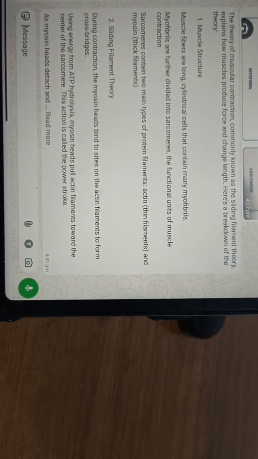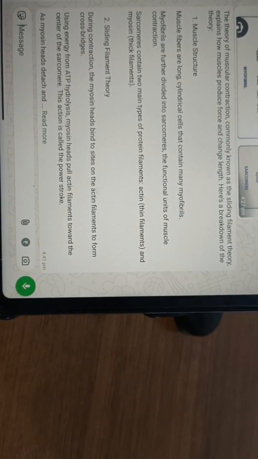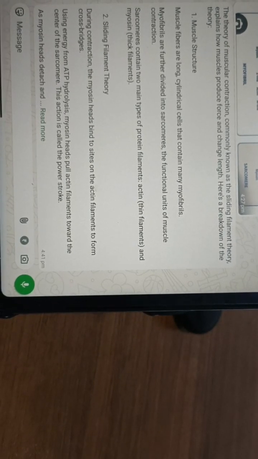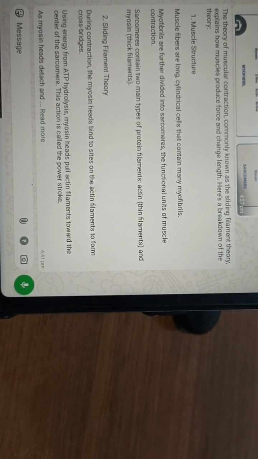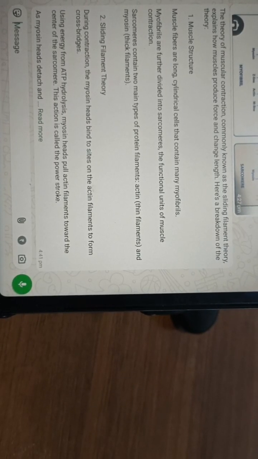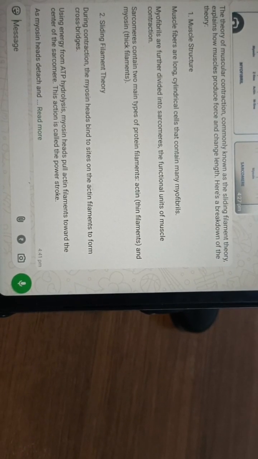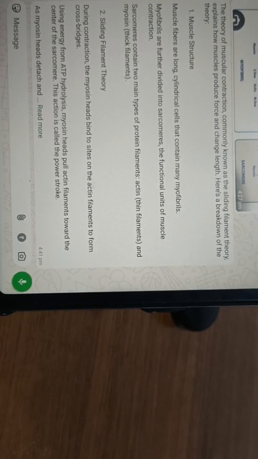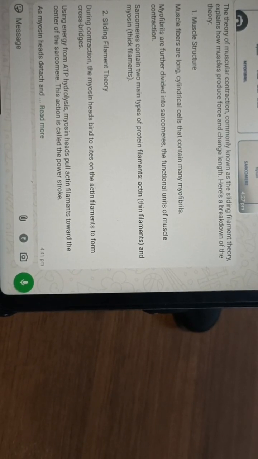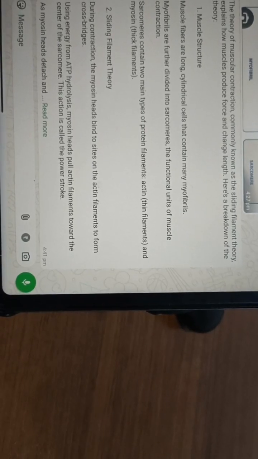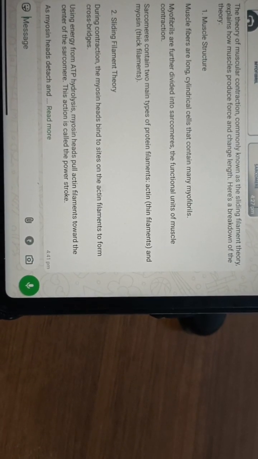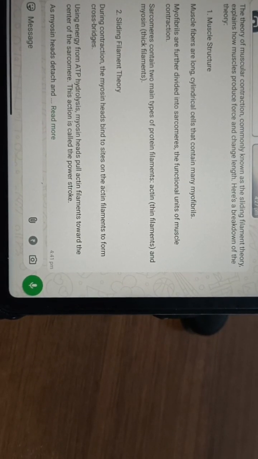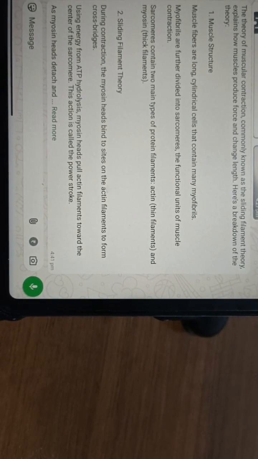The theory of muscular contraction, commonly known as the sliding filament theory, explains how muscles produce force and change length. Here is the breakdown of the theory. Muscle structure: muscle fibers are long cylindrical cells that contain many myofibrils. Myofibrils are further divided into sarcomeres, the functional unit of muscle contraction. Sarcomeres contain two main types of protein filaments: actin, the thin filament, and myosin, the thick filament.